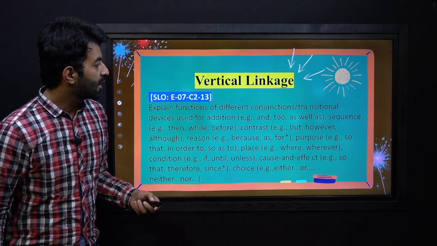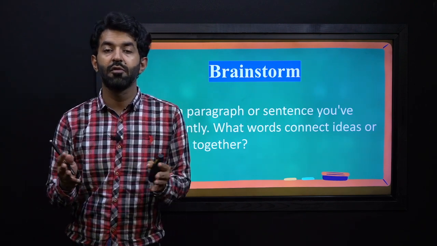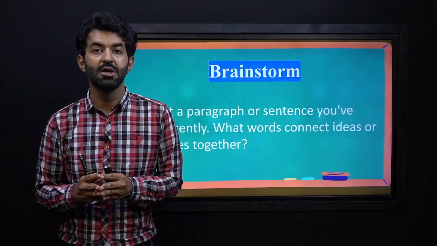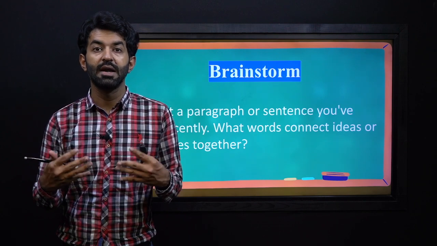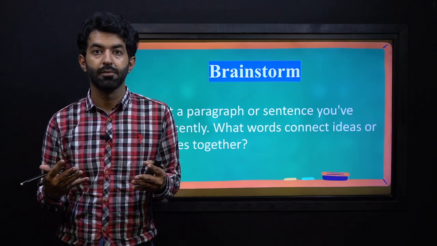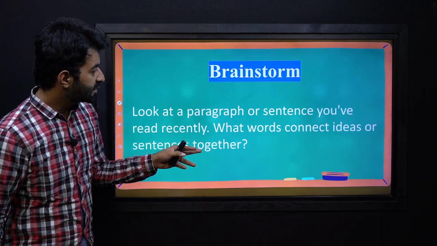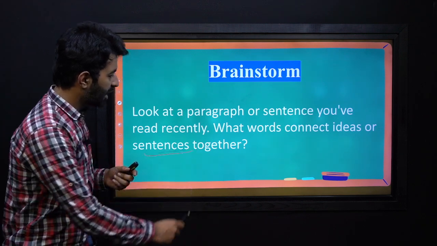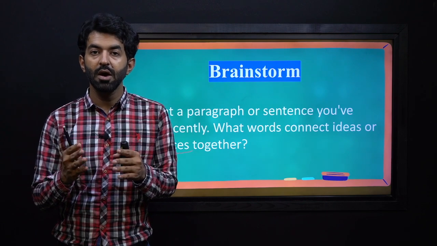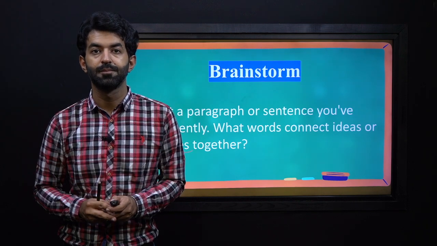Here is your vertical linkage, and for the brainstorming, students, you can pick any paragraph from the book and look at that. Can you spot any transitional devices or words that are linking different sentences or ideas or paragraphs together? Do this activity quickly. What words connect ideas or sentences together? Mark those words, note them down, and they will be your transitional devices. Let's see how many do you get them correctly.